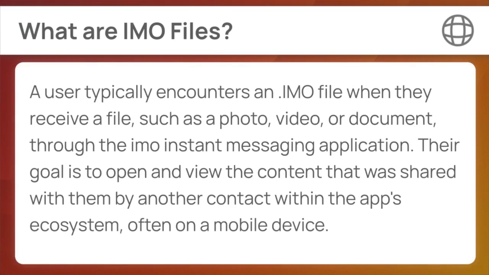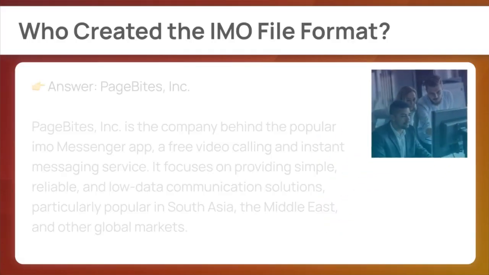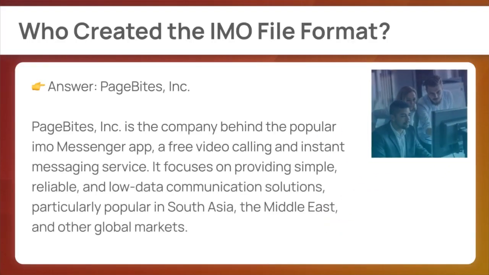A user typically encounters an IMO file when they receive a file, such as a photo, video, or document, through the IMO instant messaging application. Their goal is to open and view the content that was shared with them by another contact within the app's ecosystem, often on a mobile device.